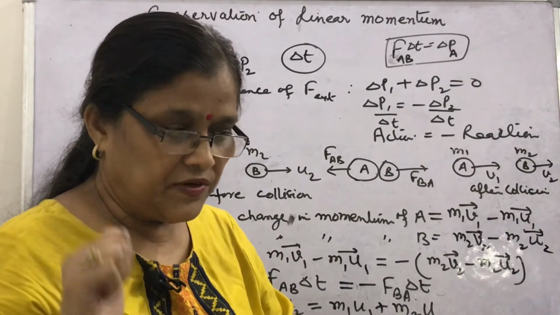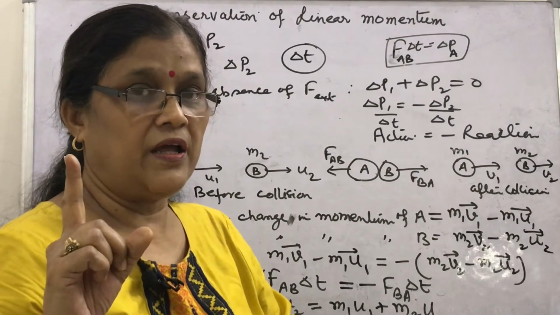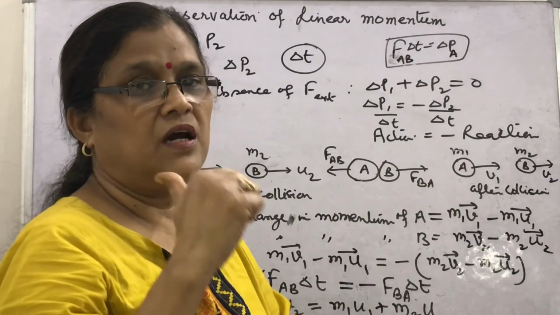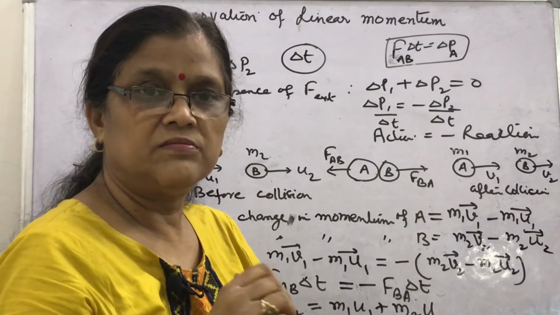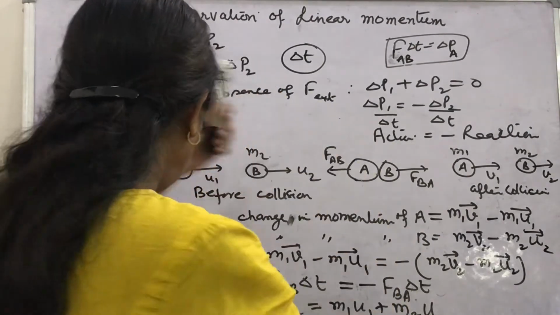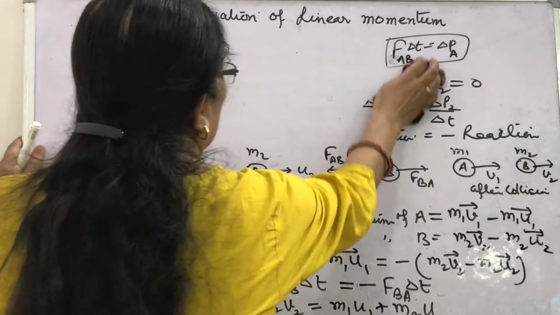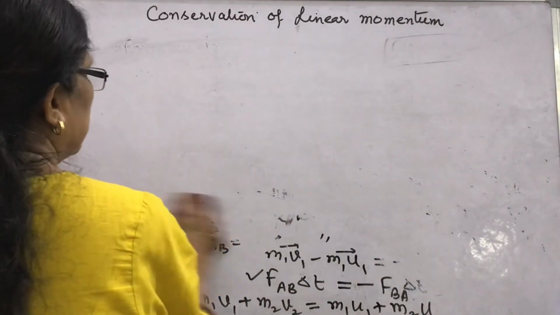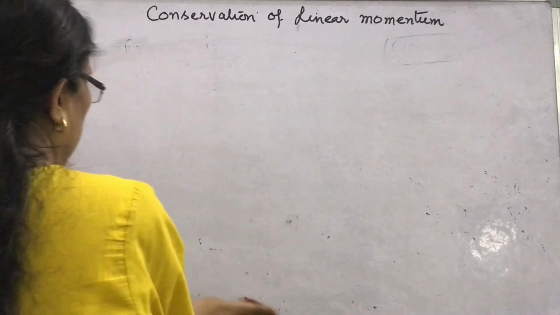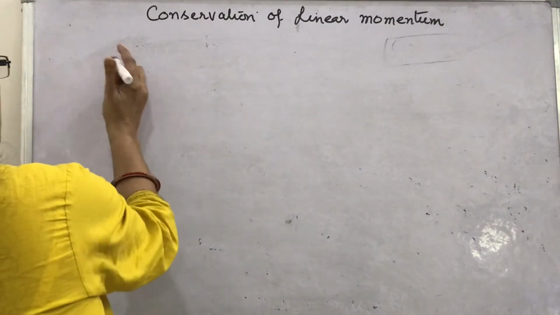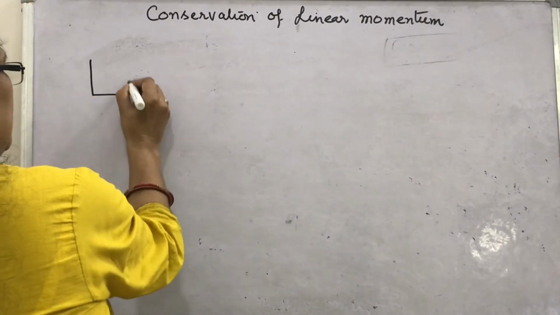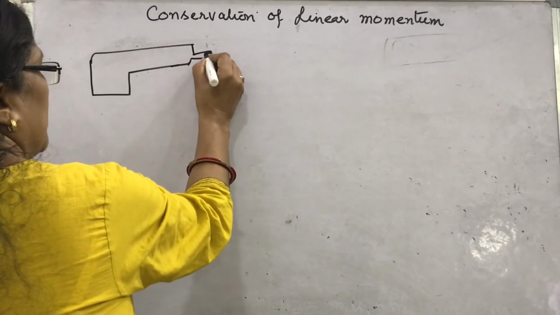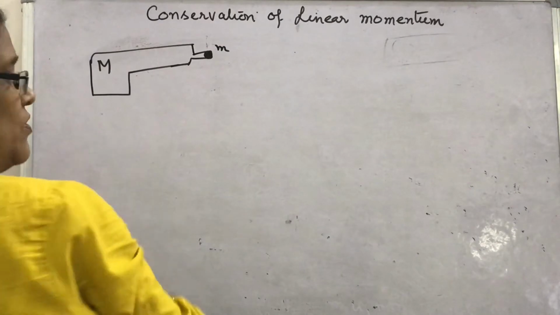Look, the first is recoil of a gun. Especially whenever a bullet is shot, the gun should be held tightly at the shoulder. Can you tell why? Look here, suppose the bullet is fired from the gun. Suppose this is the mass of the bullet, and this is the mass of the gun.